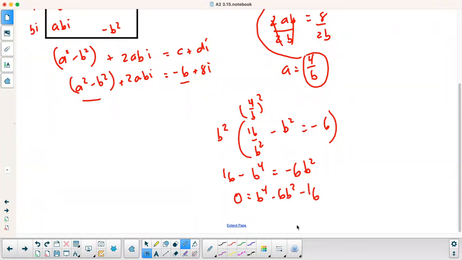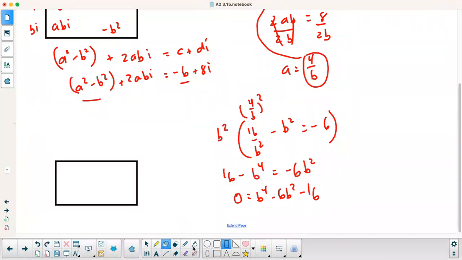And then what you can do is, if I follow this quadratic form where I go to the fourth, to the second, and your constant, you can factor that exactly as if it was b squared minus 6b minus 16. You can factor that the same way. If you want to set up a box, you can do a box, or you can just guess and check, but do a box here.